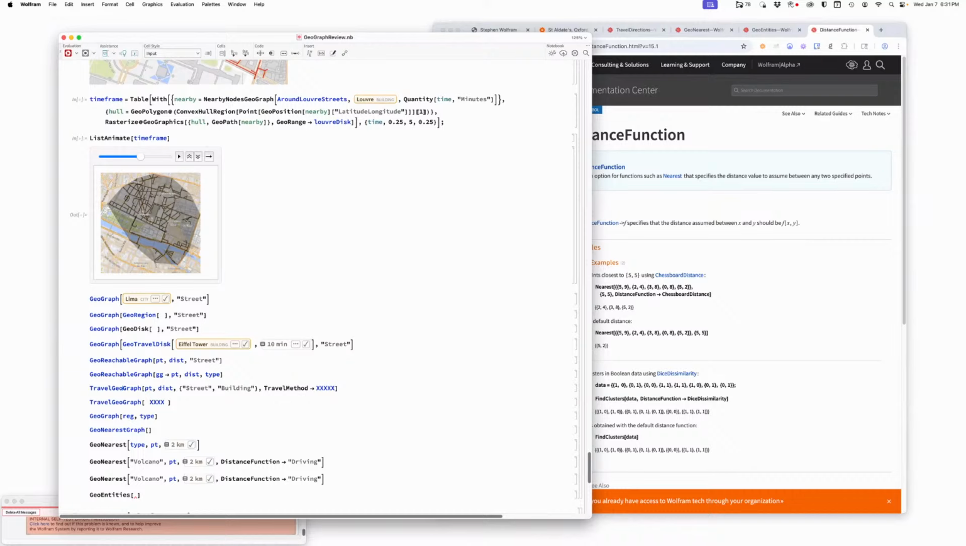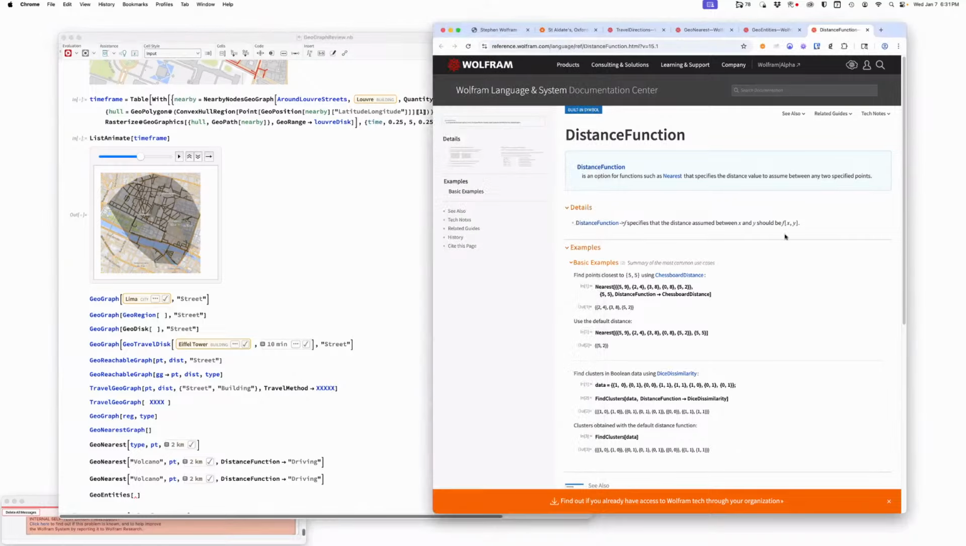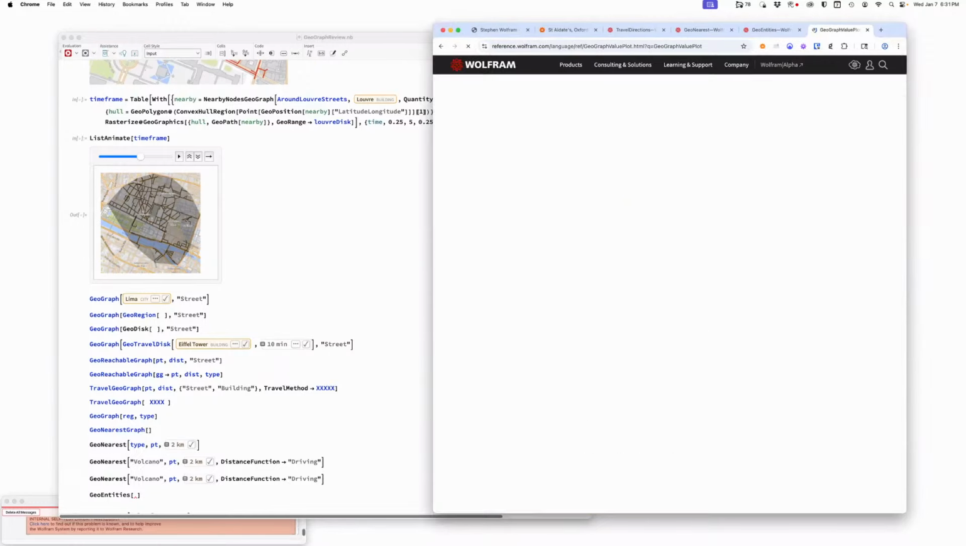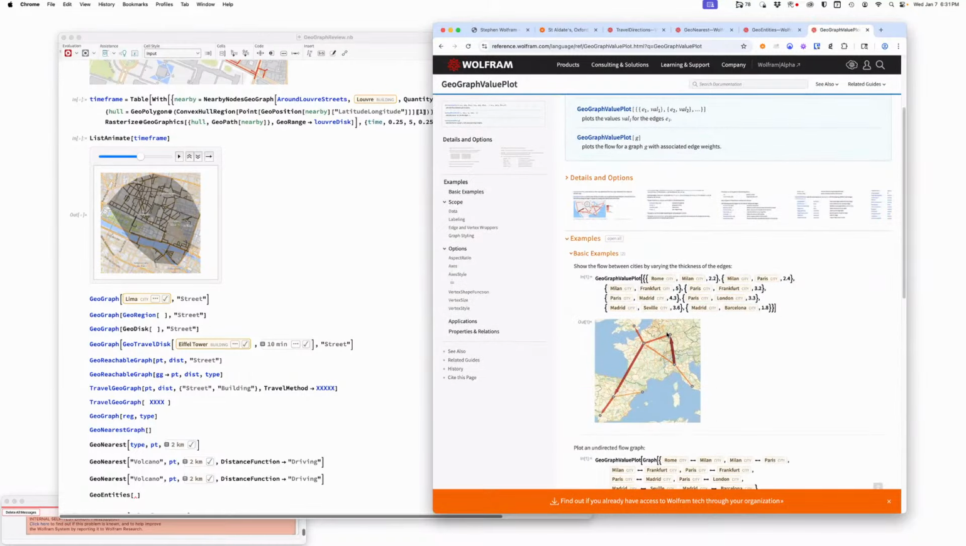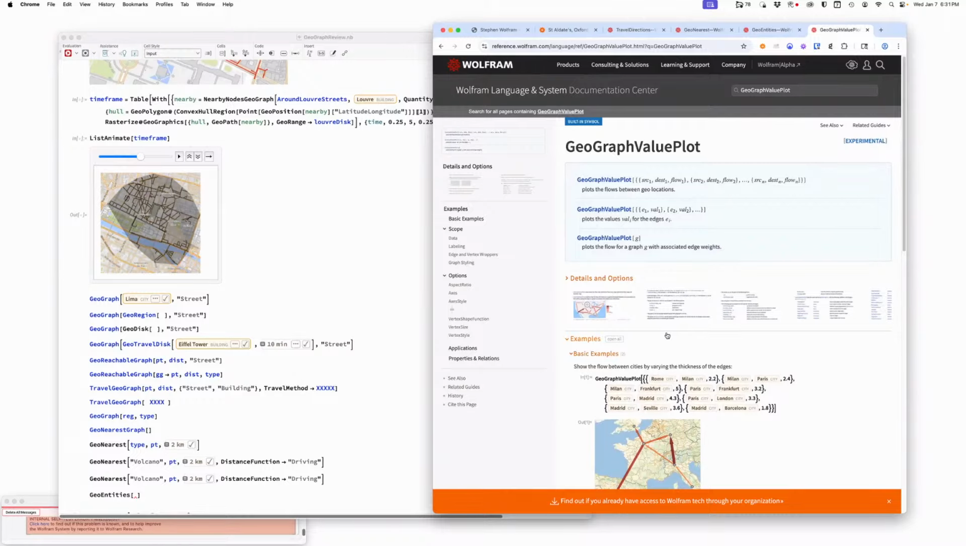Well, I was hoping that GeoGraph could be more general. Again, we have the function GeoGraphValuePlot. Okay, can you open that documentation? That shows other types of graph. And here we could have, I don't know, commercial relations and things like that, or migrations. Right, because it makes sense that a GeoGraph of streets will use the travel distance as, let's say, edge weight, or equivalent to the edge weight.